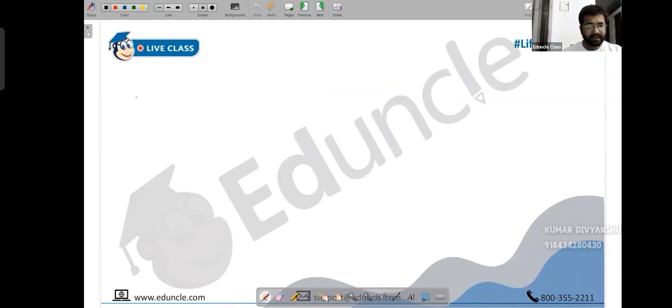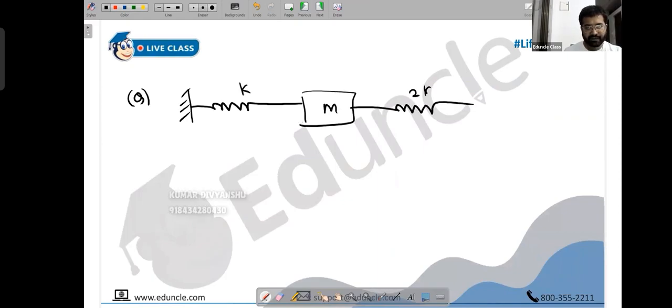Now, there's another common mistake which students tend to make. I don't know if you're aware of this or not. Suppose I give you this is k, this is m, and this is 2k, and I ask you what is k effective here. Is it series? Is it parallel? It is 3k, parallel, sir. Okay, and how do you decode that this is parallel?